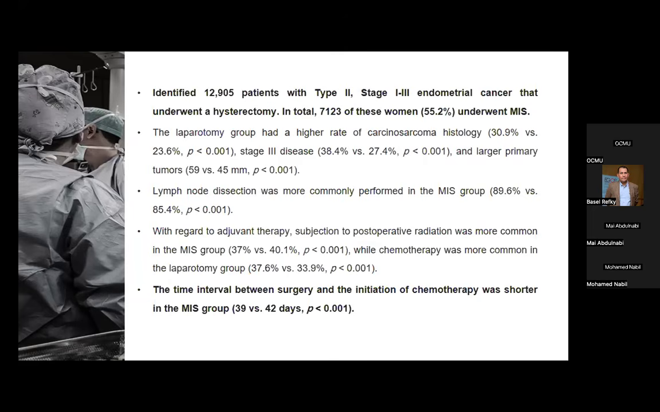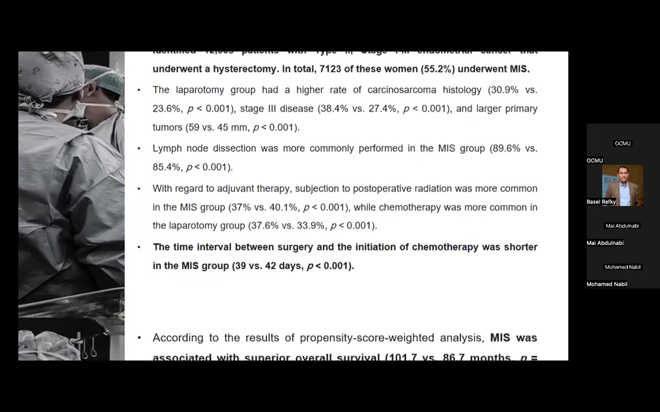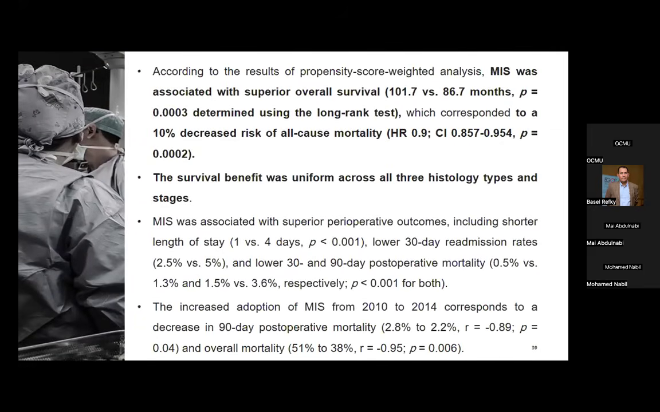So the minimally invasive surgery always gives us a good solution to start chemotherapy as soon as possible. According to the results, this trial found that the minimally invasive surgery was associated with superior overall survival, not like the other trials. Other trials nearly say that they have the same overall or disease survival. This trial found that there was survival benefit in the patients who underwent minimally invasive surgery. But as I told you now, the patients who underwent laparotomy had a more advanced disease. And of course, it's a point of criticism to this meta-analysis.